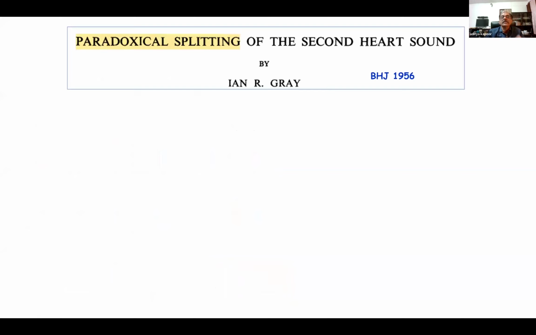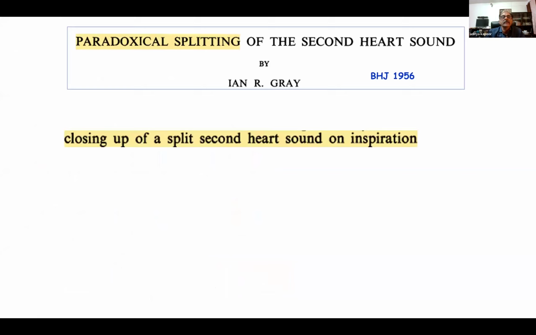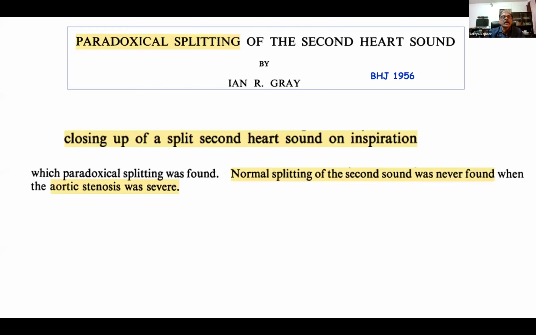Again, for paradoxical splitting, try to read this article. It's a great article, British Heart Journal 1956, Ian Gray's paper, which said that closing of the split second heart sound in inspiration is a very, very important thing. And he says that normal splitting of the sound was never seen when the aortic stenosis was severe. So whenever you're making a diagnosis of severe aortic stenosis, the splitting either has to be a closed split or it has to be a paradoxical split. Normal splitting cannot happen by and large with severe AS.